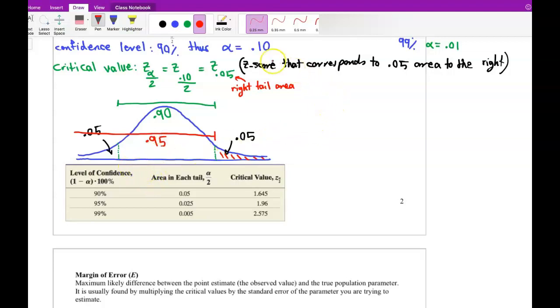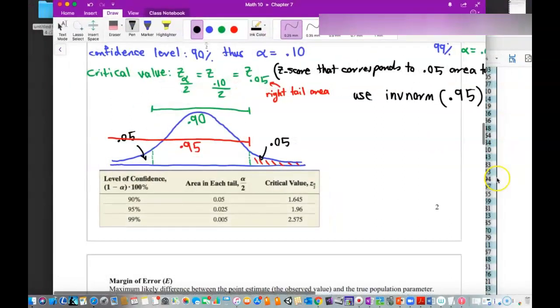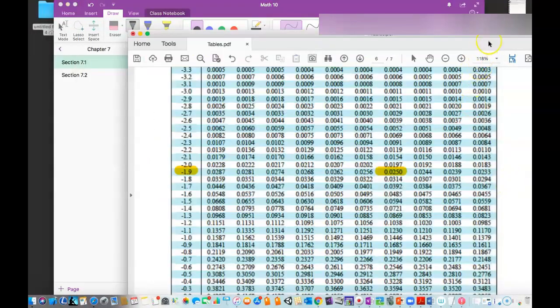We can use calculator to find the answer. So I'll use inverse norm, then enter. So this is for 95%. Or using table to find the answer. So here is our table.